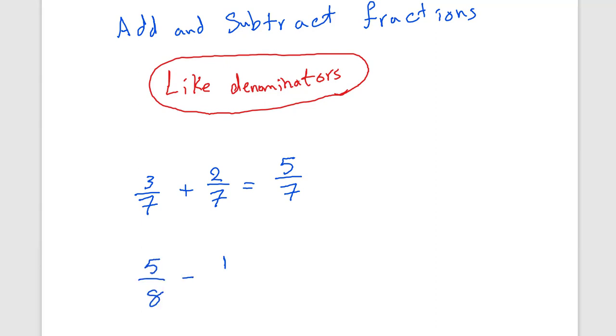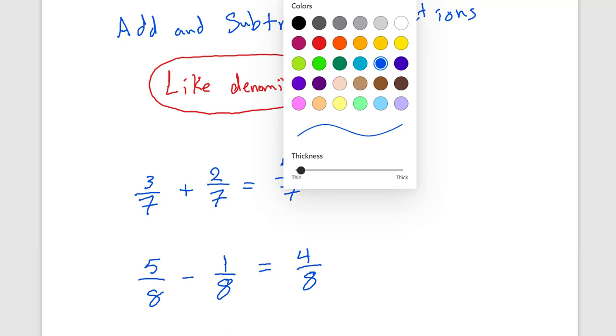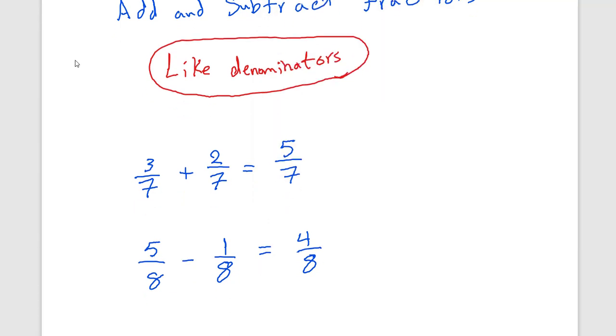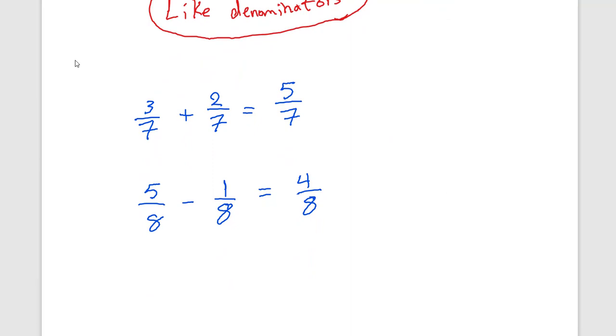5/8 minus 1/8 is equal to 4/8. And as you can see here, 4/8 is not the simplest form, since we can reduce it. So we can reduce it by dividing by 4. If you divide by 4, you'll get 1/2. So this is an equivalent fraction, and this is the reduced form.